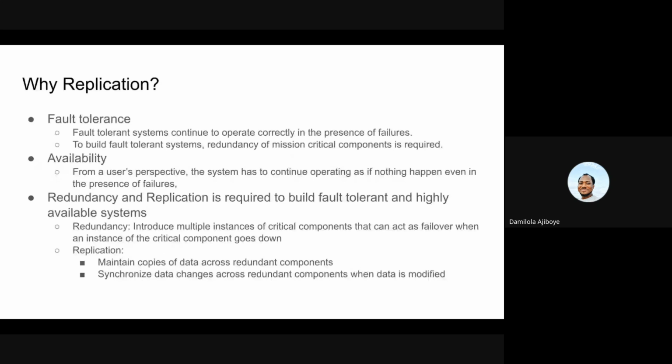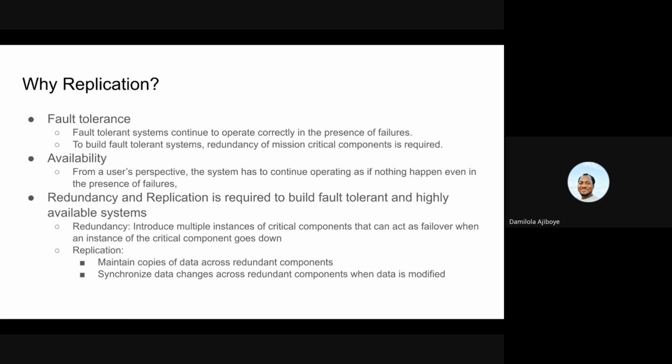So why do we need replication, or what is replication? We've been looking at distributed systems, and the common theme we've seen is that we have systems with multiple instances or multiple nodes. One of the reasons we have that is because we want these systems to be fault tolerant. That pretty much means if any component in the system fails, we want the system to still work as expected, or work correctly, even in the presence of failures. So to build fault tolerant systems, we need redundancy.